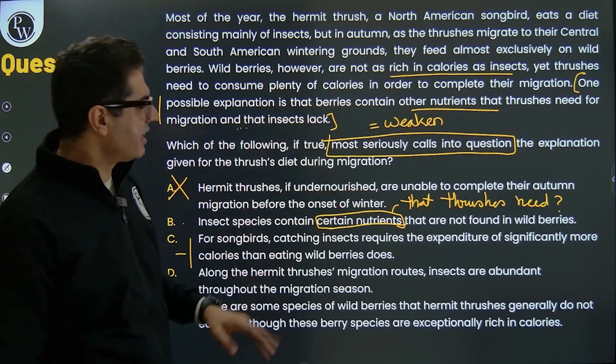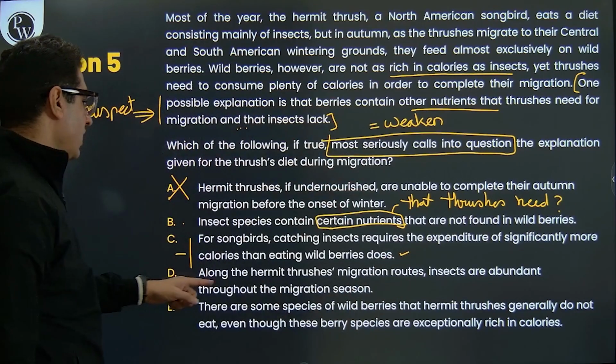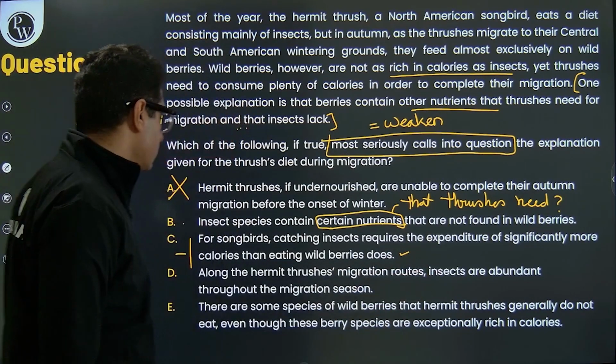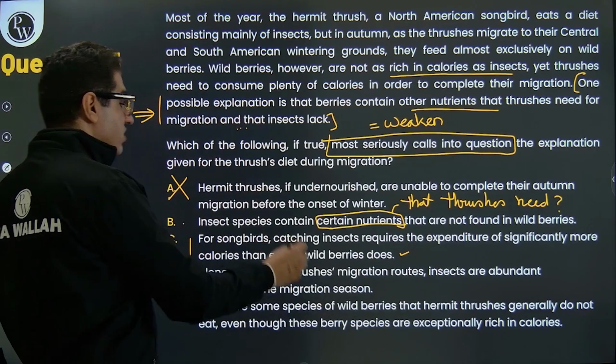and thus this nutrient explanation is not needed. So this can weaken it. Let's keep it in the running. Along the hermit thrushes' migration routes, insects are abundant throughout the migration season. This in fact goes on to strengthen it.